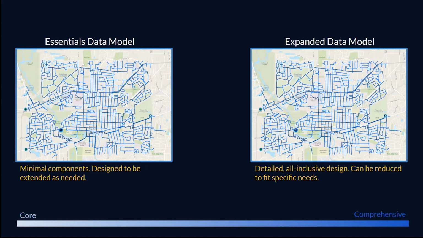Most organizations are likely to find themselves somewhere in the middle. You may start with the Essentials model and then extend it as your needs grow, or you may start with the expanded model and reduce complexity where possible. The choice really depends on your specific requirements and how comfortable you are with the utility network.